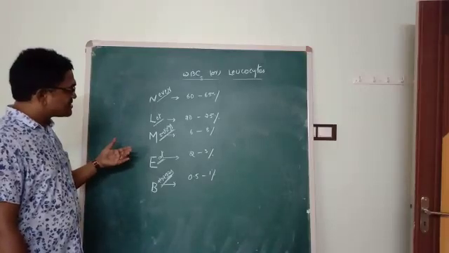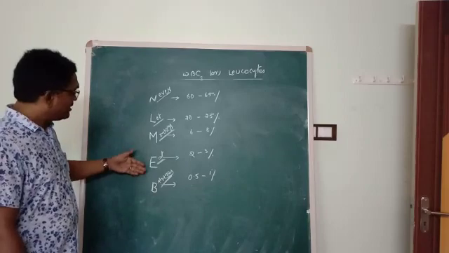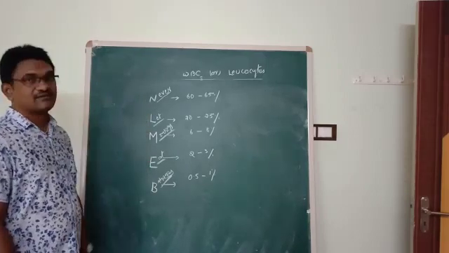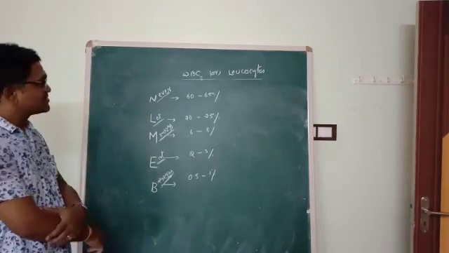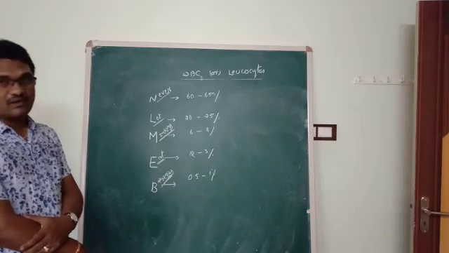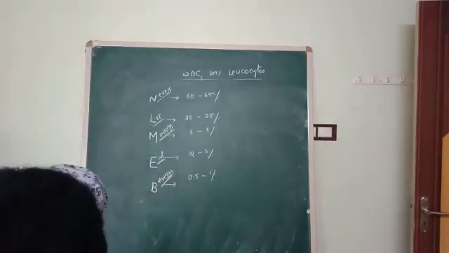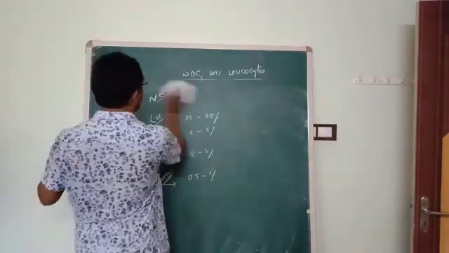You want to know the ascending order of WBC, the reverse will be written BEMLN. That is about various types of WBC. Next, blood platelets.